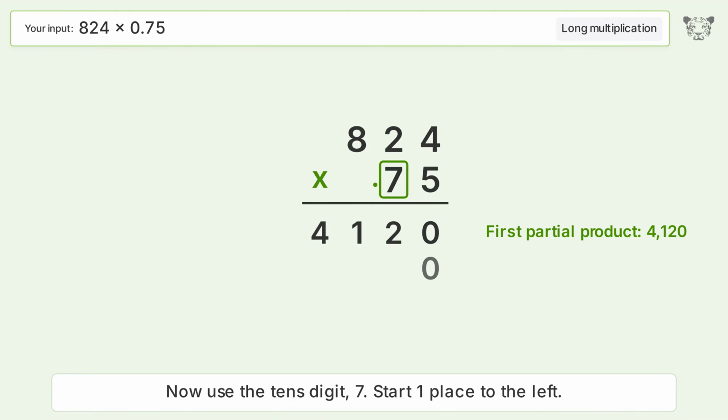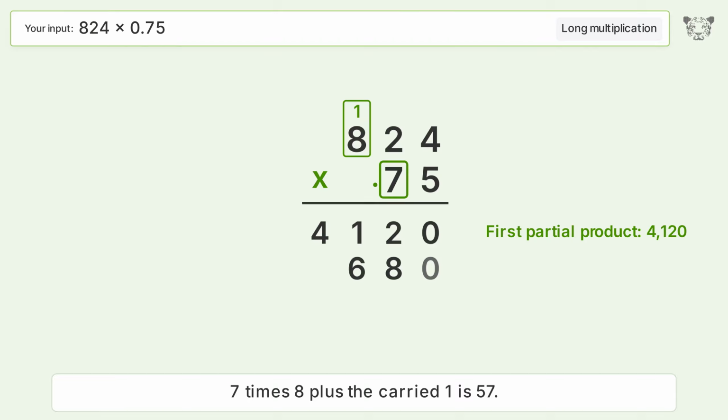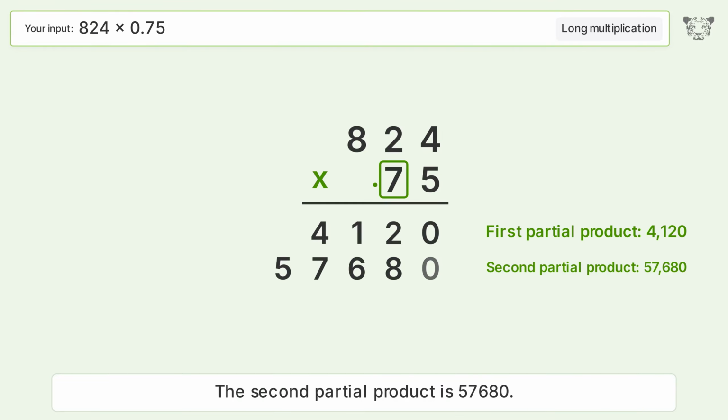Now use the tens digit, 7. Start one place to the left. 7 times 4 is 28. Put 8 in this column and carry 2. 7 times 2 plus the carried 2 is 16. Put 6 in this column and carry 1. 7 times 8 plus the carried 1 is 57. The second partial product is 57,680.